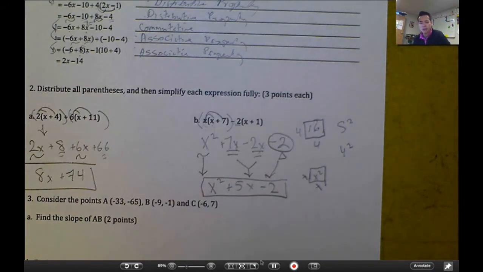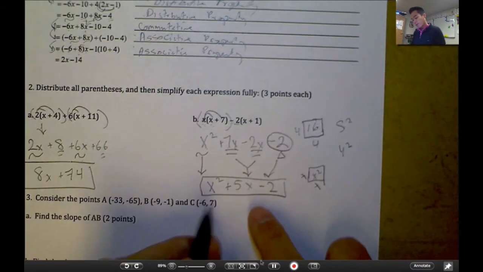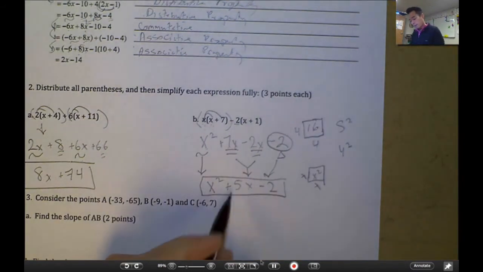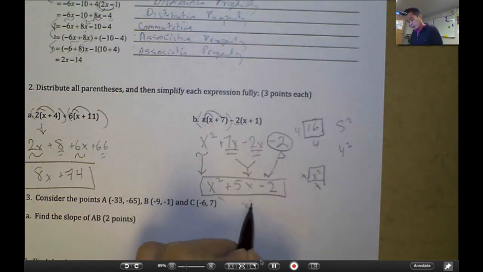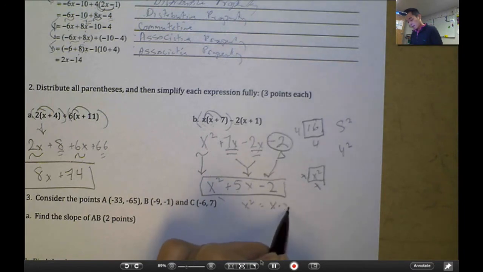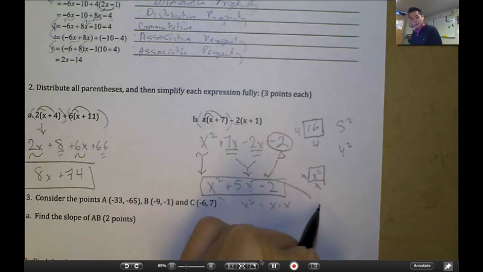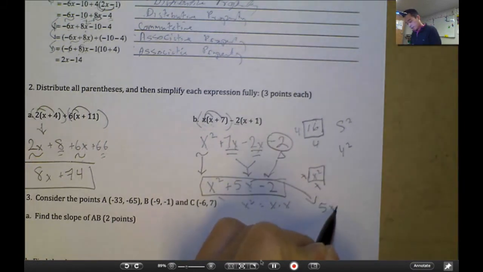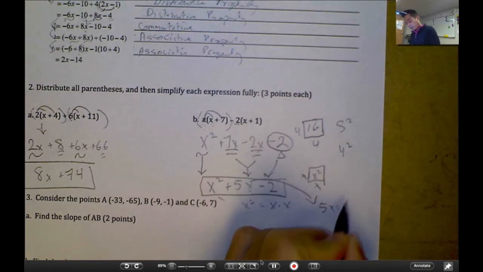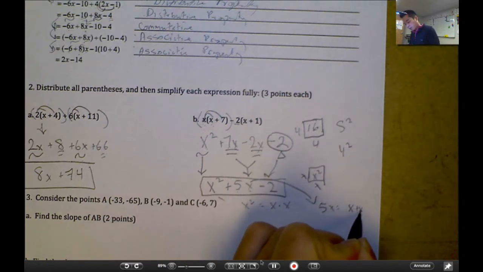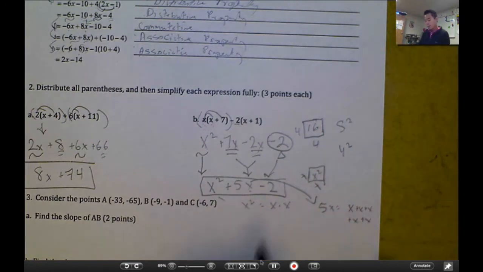Some of you might have given me like 6x or 6x squared. Be careful. x squared is the same thing as saying x times x. 5x, on the other hand, is the same thing as saying 5 groups of x, which is x plus x plus x plus x plus x. I can't combine those two because they're different properties.